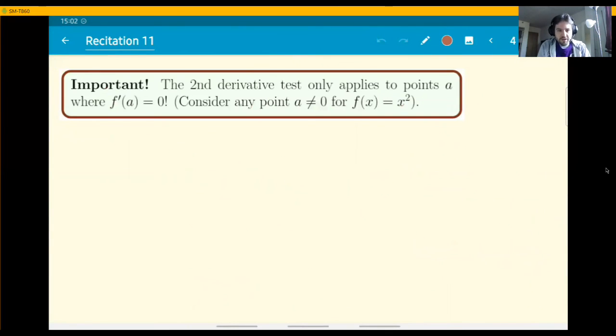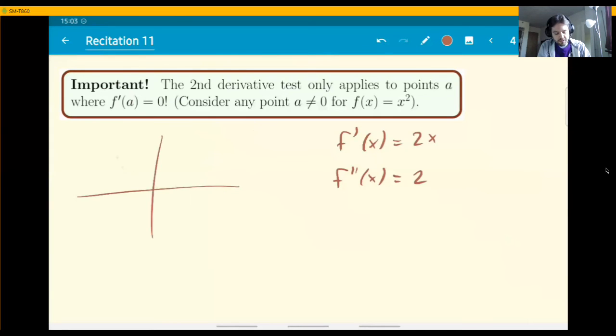So, important remark: the second derivative test only applies to points where the first derivative is 0, always. Only those types of critical points. For example, consider any point different from 0 for the function f of x equals x squared, just as a quick example. F double prime is equal to 2. Like, consider the number 1, a equals 1.